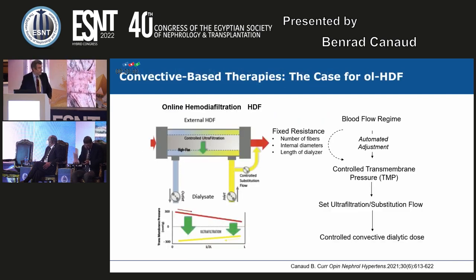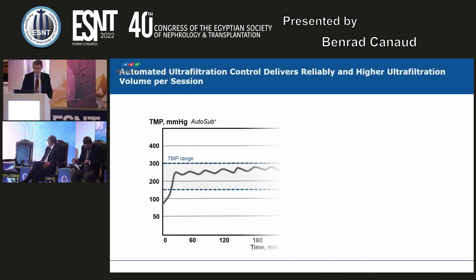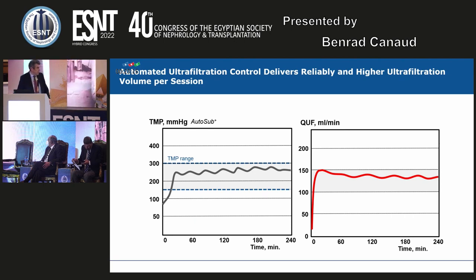Now, if you look at the traditional convective hemodiafiltration, in this element, you can control almost everything. So at the end, the convective volume is completely controlled by the machine, by the transmembrane pressure. So you know exactly what convective dose you deliver to your patient. And this is explained on this slide. This is the transmembrane pressure, which is regulated by the machine, left part of the slide, and the ultrafiltration volume or rate on the right side.